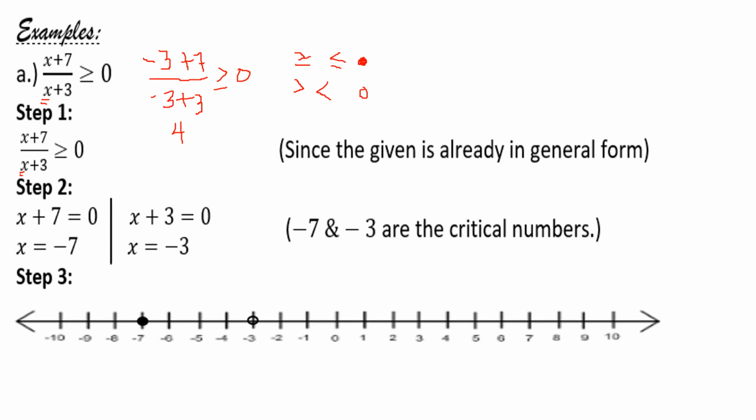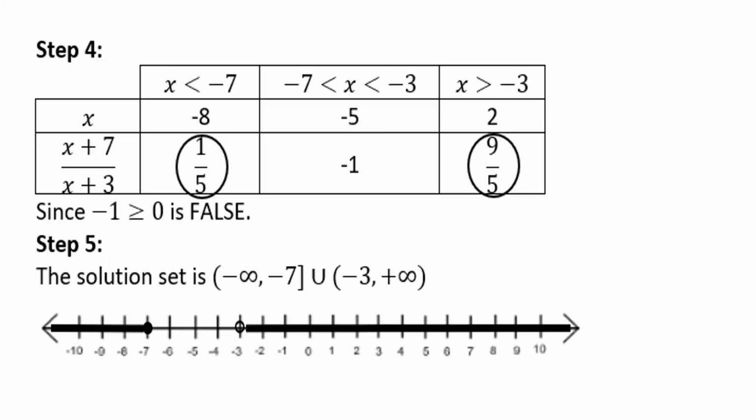Okay, next, let's proceed to our step 4, which is creating a table of values. So for step 4, we make intervals in between the critical numbers, which are negative 7 and negative 3. These are our critical numbers.